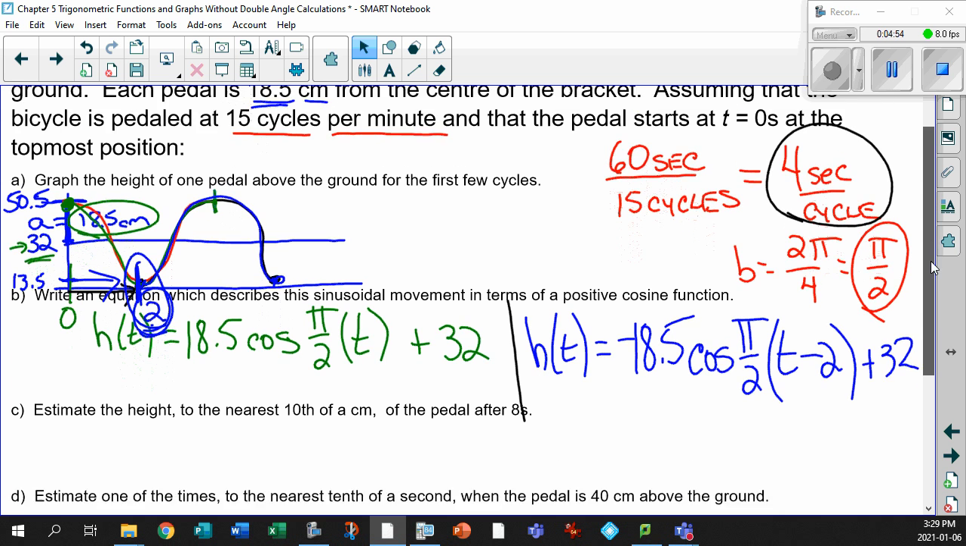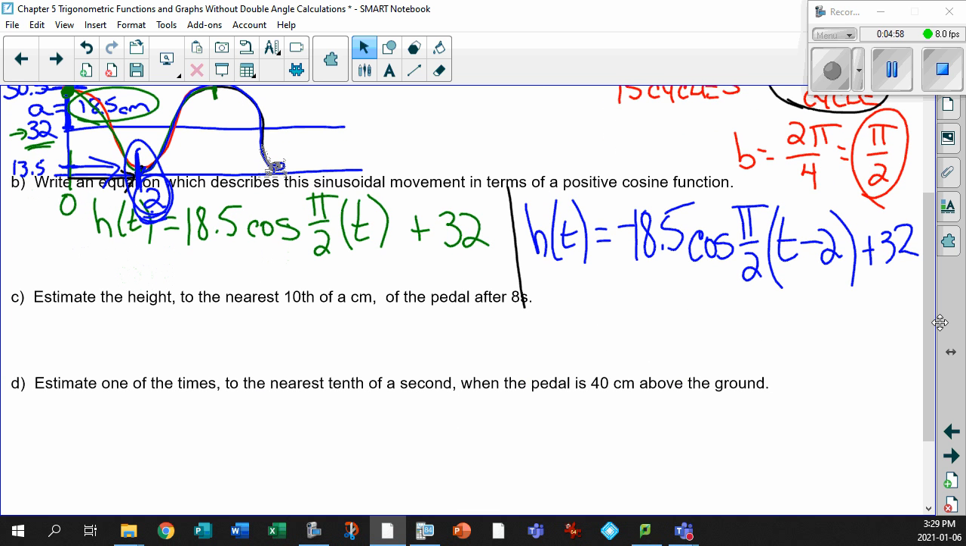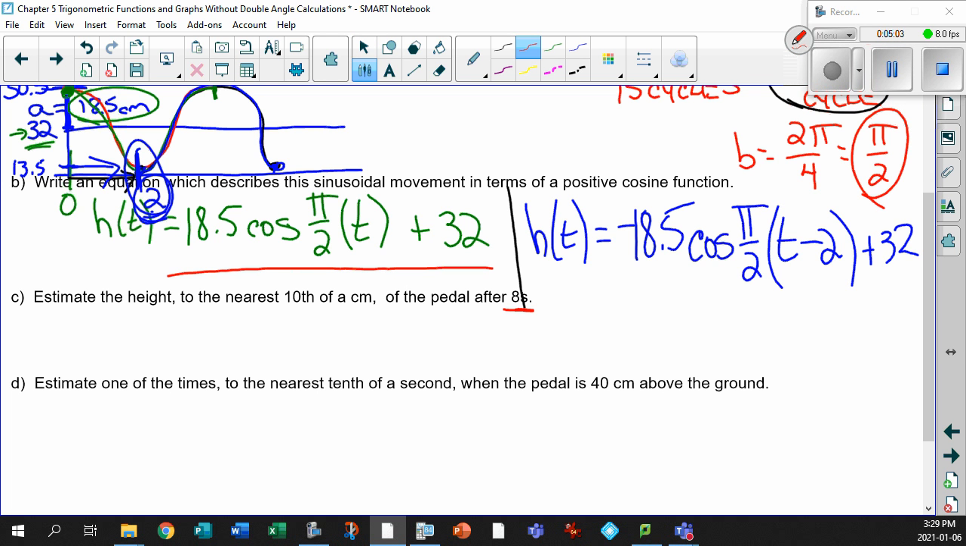Okay, now it says estimate the height to the nearest 1/10 of a centimeter of the pedal after 8 seconds. I'm going to pick the easier one. Just throw it in there. The height at 8 seconds is going to be 18.5 cos pi over 2. There's the 8 seconds that you're going to put in there, plus 32.